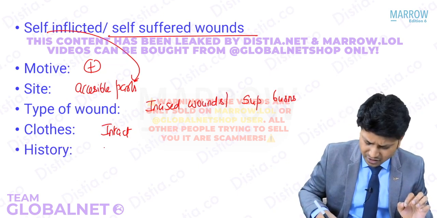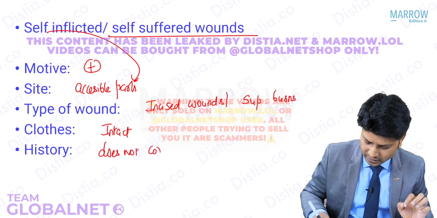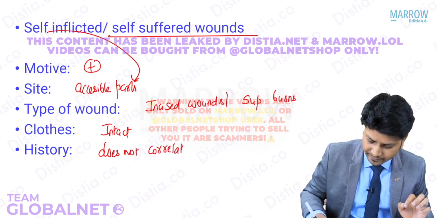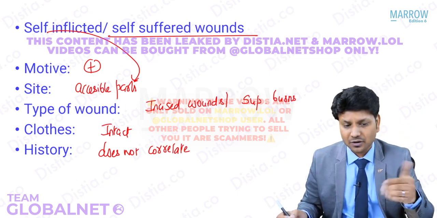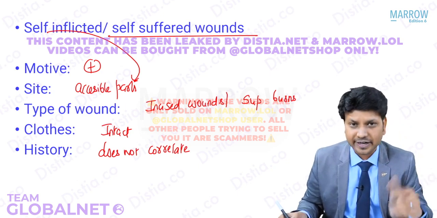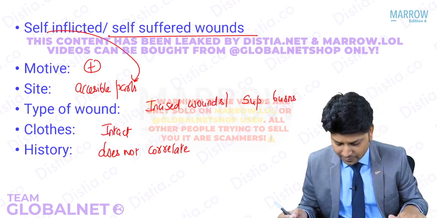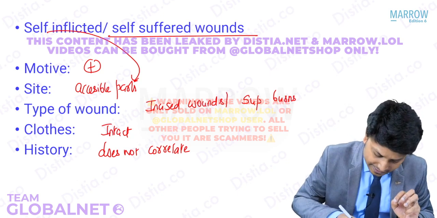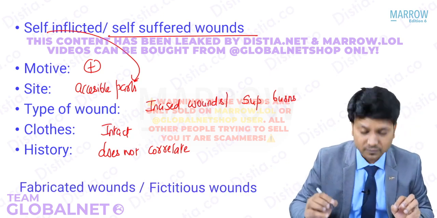History does not correlate with the findings. You will be told that the injury was sustained fresh, but when you look at the injury, it looks like 3 days old. The history does not correlate with the findings. That is again a very important point. You can say that these are called fabricated wounds, and this is also called fictitious wound.